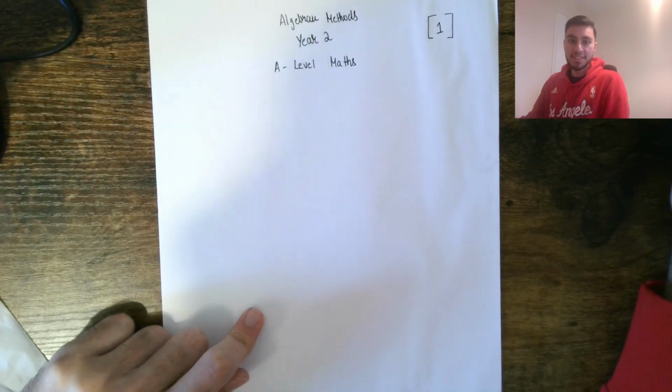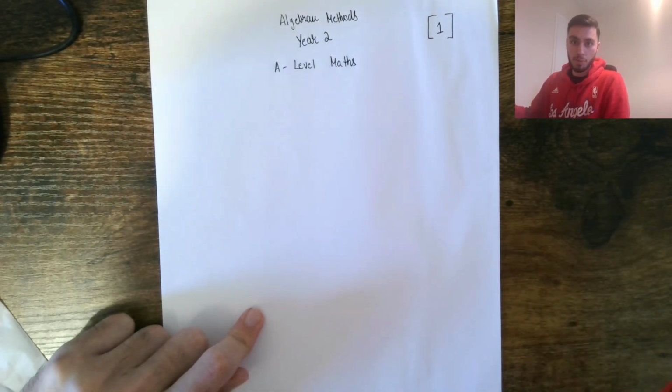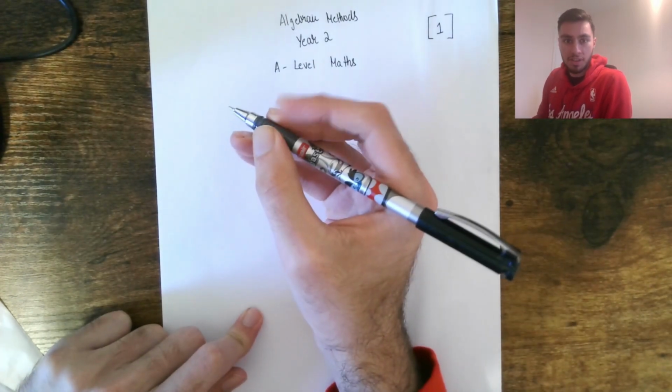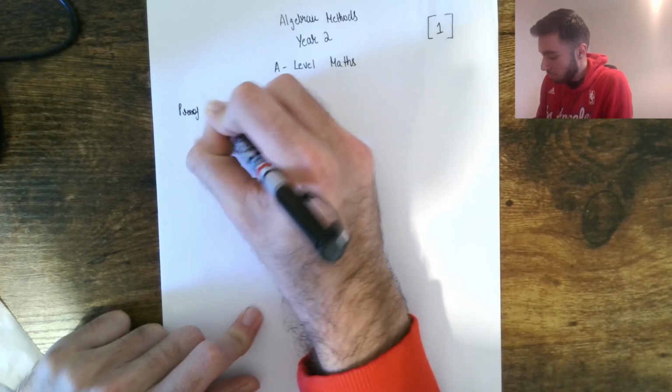This is Algebraic Methods Year 2, Chapter 1, and my videos are the only ones you need to understand the theoretical concepts. That's an absolute promise. And I'm going to start this video by looking at something which confuses a lot of people, and that's proof by contradiction.